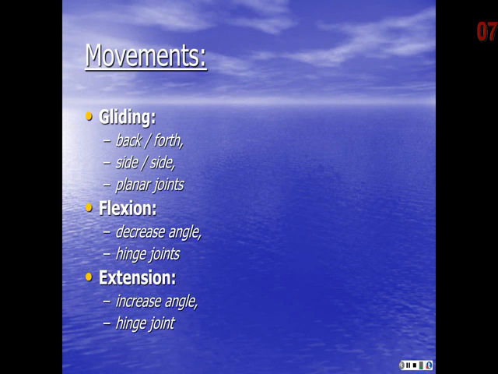Here we will define exactly what is meant with the movements described in the previous slide. Gliding refers to the back and forth and side to side motion which occurs at the planar joints. This would be at the wrist and the ankles. Flexion decreases the angle at the hinge joint, such as bending the knee, and extension increases the angle, such as straightening the leg. Here we are looking at the angle created by the two bones.